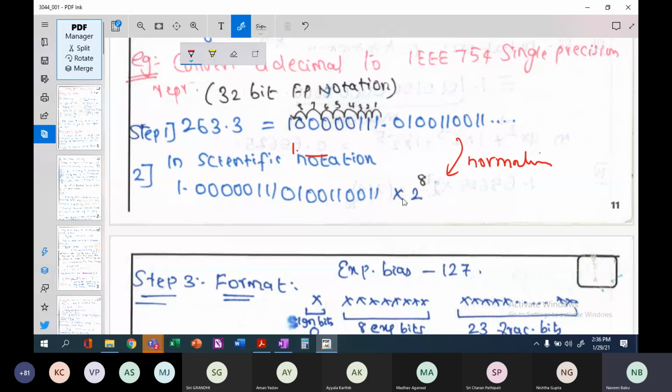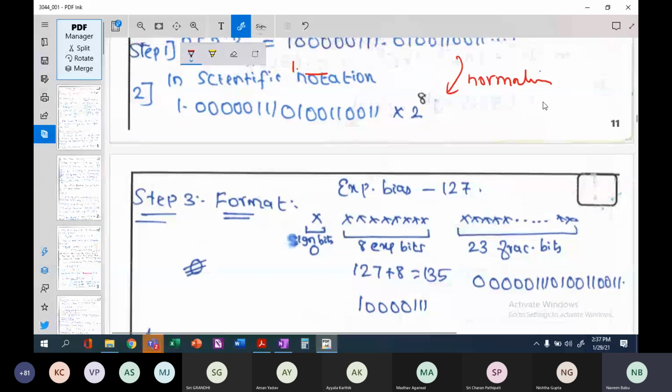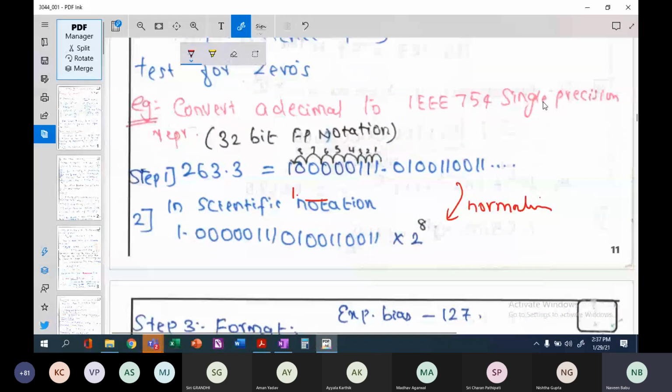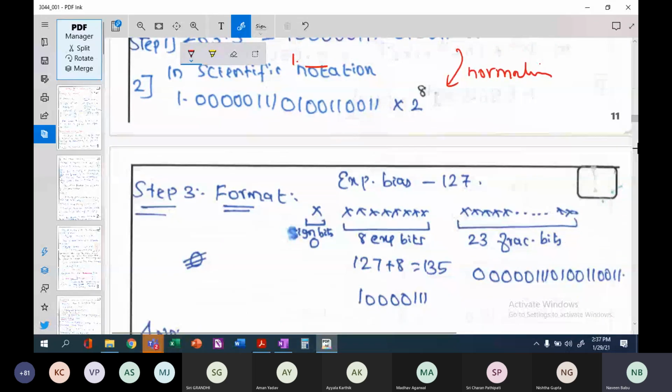So it is 2 power 8. So we have got the scientific IEEE notation. Now it is a single precision representation, so totally there will be 32 bits. Your sign bit, since this is a positive number here, will be 0.